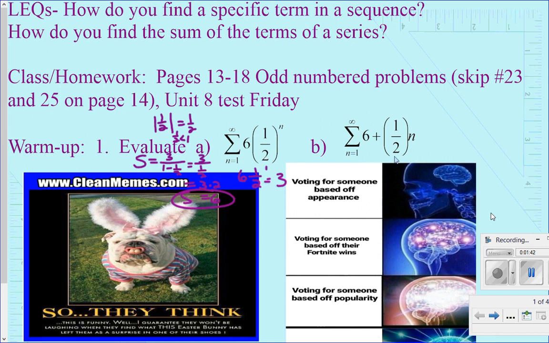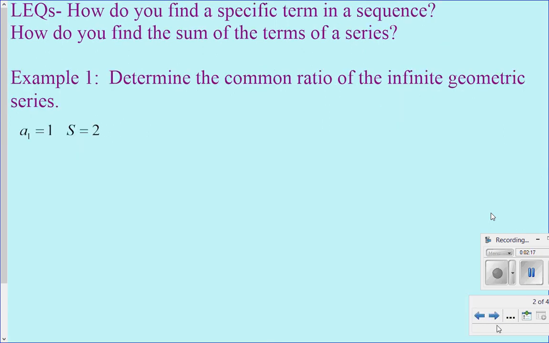Letter B, I can see this is arithmetic and infinite. Well, we talked about the fact that arithmetic infinite series are always divergent. They diverge. Because they diverge, that means no sum exists. So all you have to tell me is that it's arithmetic and infinite, which means the series diverges and no sum exists. That's it.